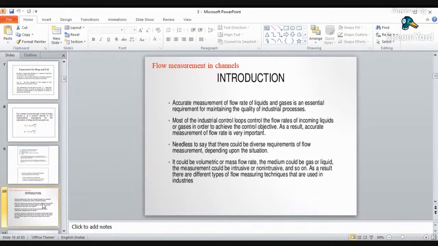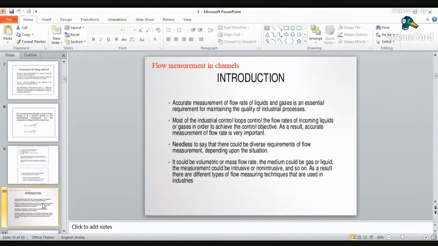Open channels are channels or passages in which the liquid flows with its upper surface exposed to the atmosphere, whereas a pipe is a closed conduit used for carrying a fluid under pressure. Here, flow conditions are generally influenced by the slope of the channel when you consider an open channel, and in pipe networks, the flow completely fills the cross section and there is no free surface of the fluid.